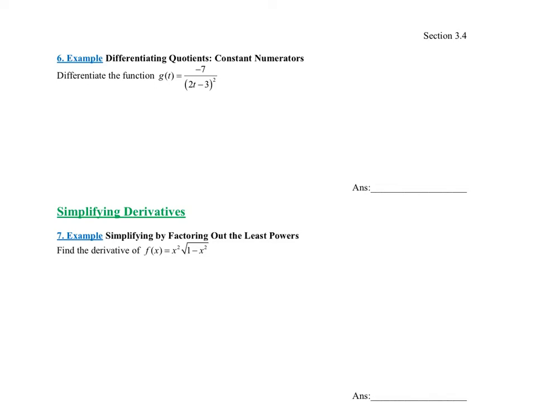All right, so let's look at example 6. It says differentiating the function g of t equals negative 7 all over 2t minus 3 quantity squared. So when you look at this function, a lot of people would think, great, now I have to use the quotient rule. But the quotient rule is not the best way of doing this.